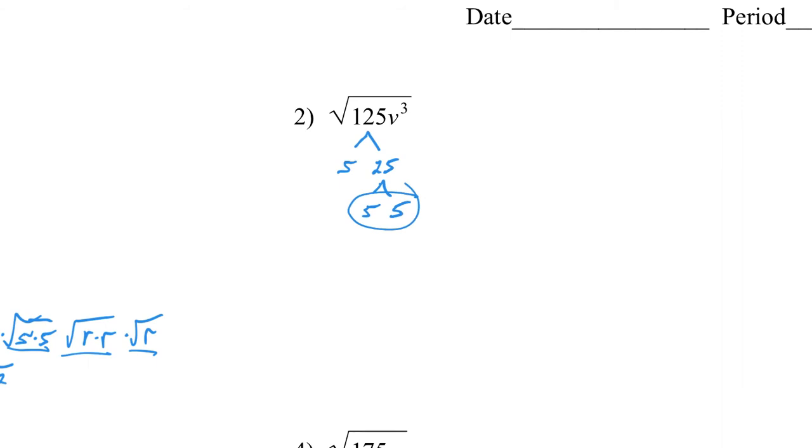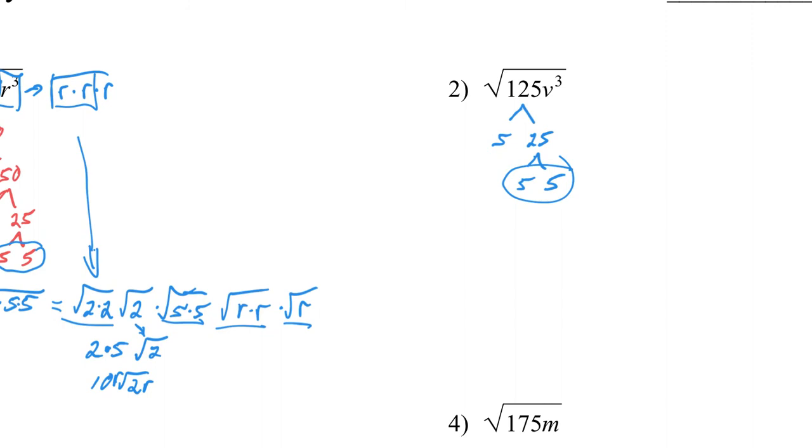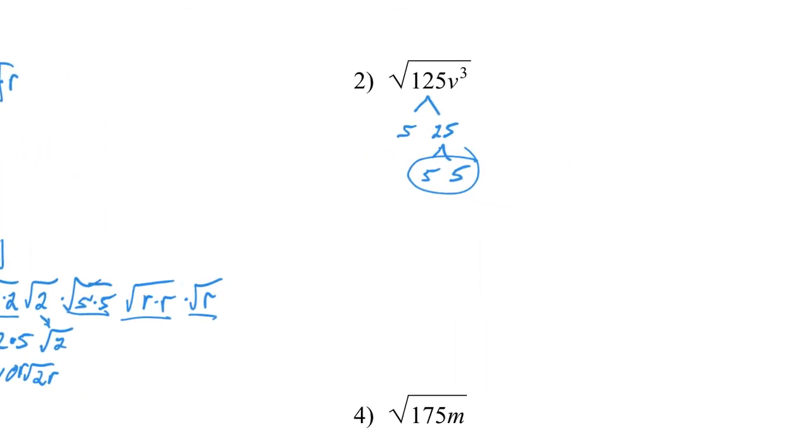And any pair like this, now I'm not going to necessarily write this whole thing out every time. If it helps you, then do it. But you can just do, every pair gives you a number in front. So this pair of 5's gives me a 5 in front of the square root, and then the lone 5 stays inside. Same thing with the v's. We have 3 v's, so we have one pair of v's and then one lone v. So the pair goes out, the lone v goes in, and there we're done.